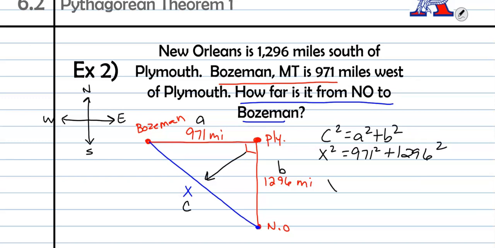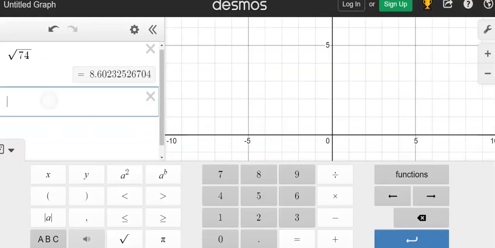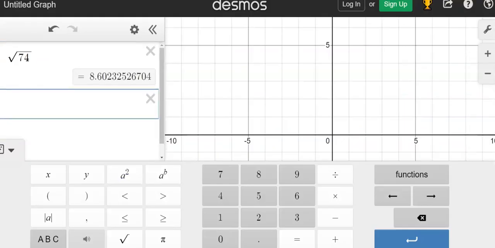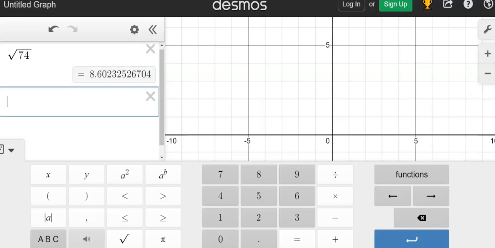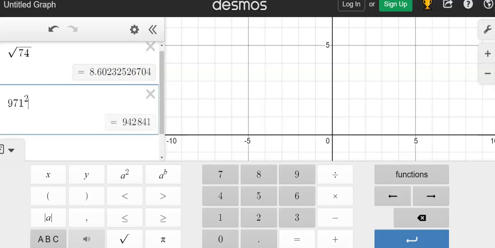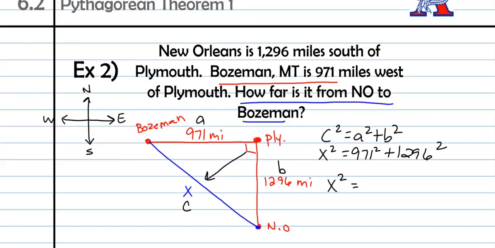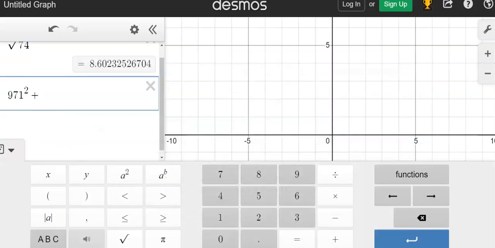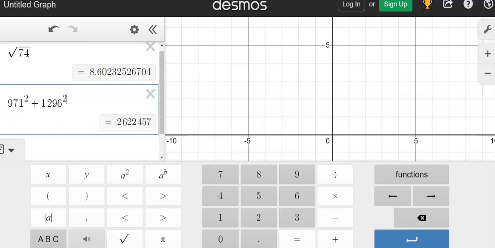So we'll definitely want a calculator here. I'm just going to do that whole chunk together. So 971 squared plus 1296 squared. So we get a pretty big number there, 2,622,457.